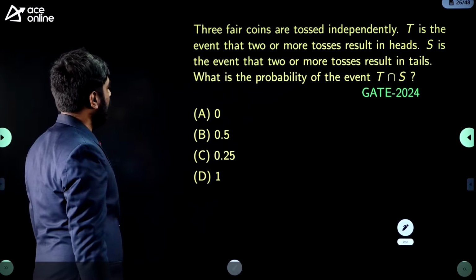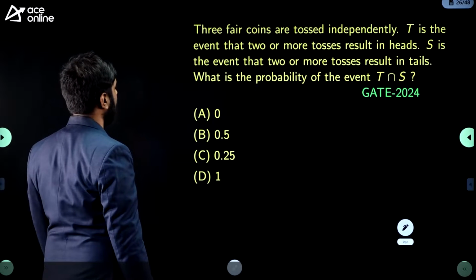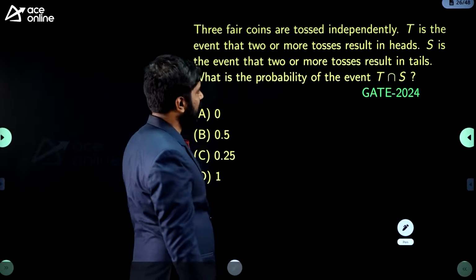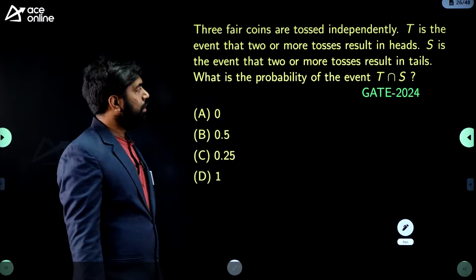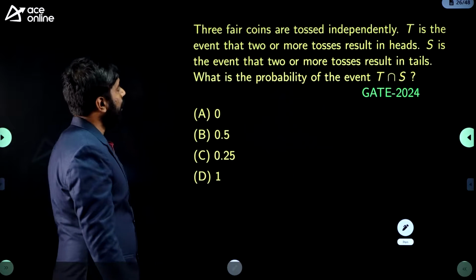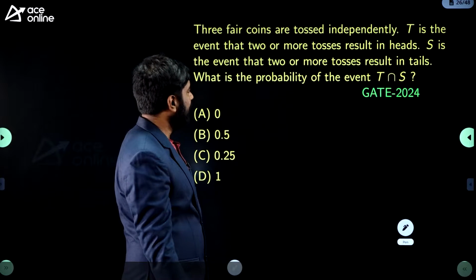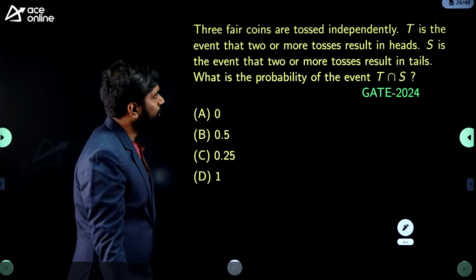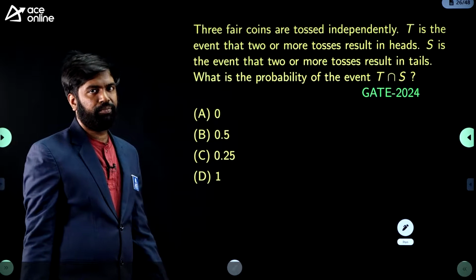Three fair coins are tossed independently. T is the event that 2 or more tosses result in heads. He is defining certain event called T, and then he defines S is the event that 2 or more tosses result in tails. What is the probability of the event T intersection S?